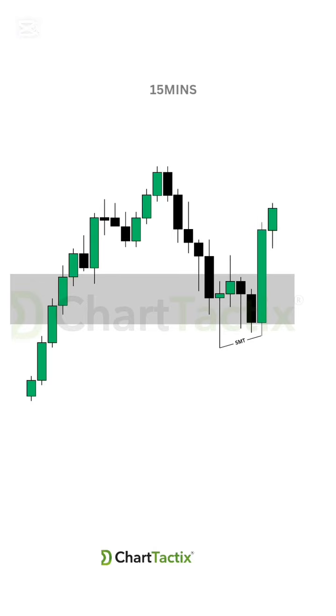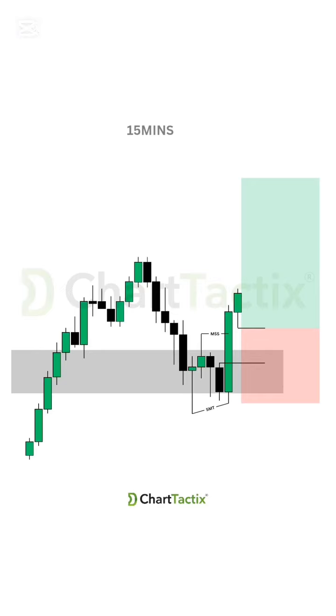After we get the SMT divergence, we then wait for a market structure shift. And after the market structure shift, the next thing we look out for is a fair value gap. If price leaves behind a fair value gap, we then set our entry from that fair value gap. Our stop loss goes just below the SMT low, and we target a 1-to-2 risk-to-reward ratio.